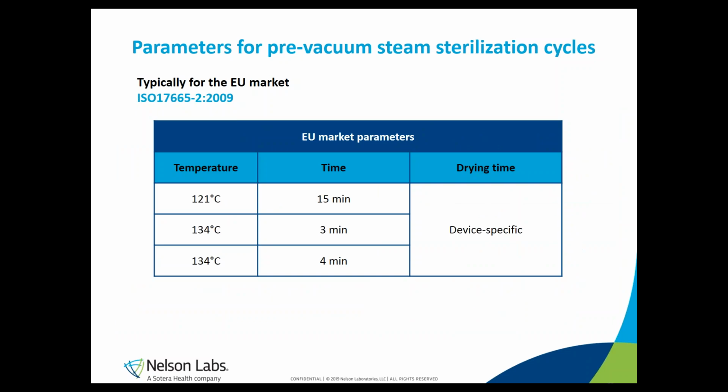In this slide, you see the parameters for the EU market. If a device will be marketed in the EU, for example, a temperature of 121 degrees Celsius or 134 degrees Celsius is common. For more information about European dynamic air removal steam sterilization cycles, you can consult ISO 17665-2 version of 2009.